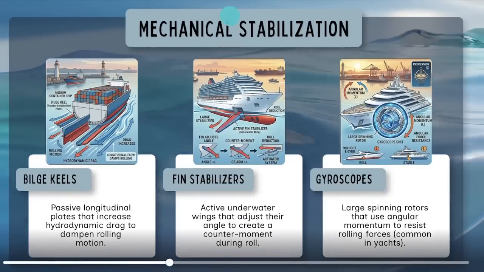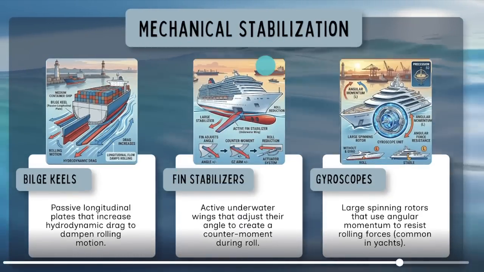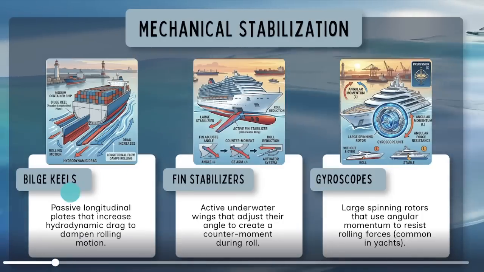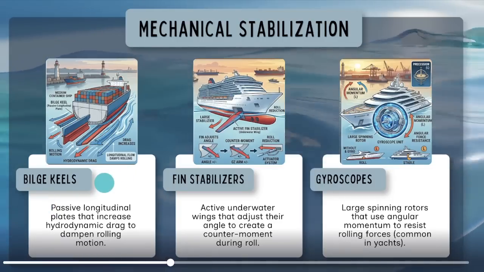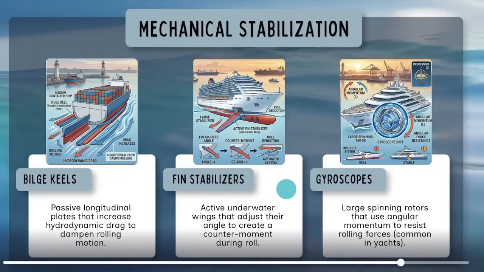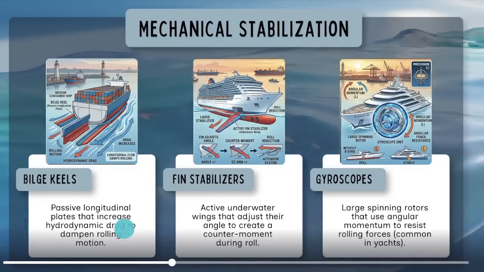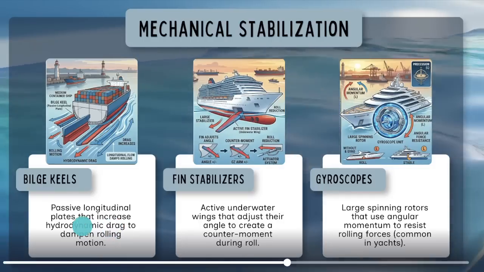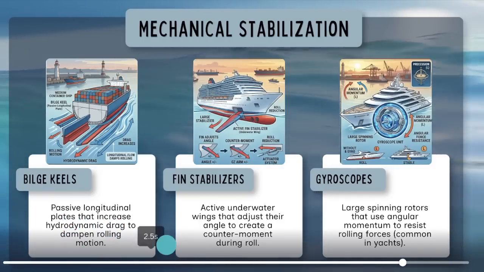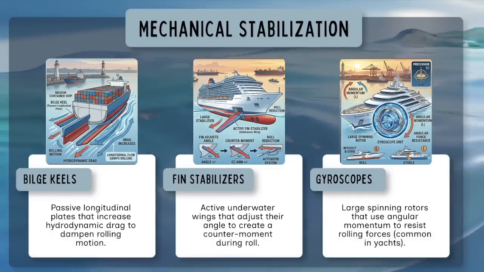So here, as you can see in the picture, this is the mechanical stability. So we have here the bilge keels, fin stabilizers, and gyroscopes. The bilge keels are passive longitudinal plates that increase hydrodynamic drag to dampen the rolling motion.